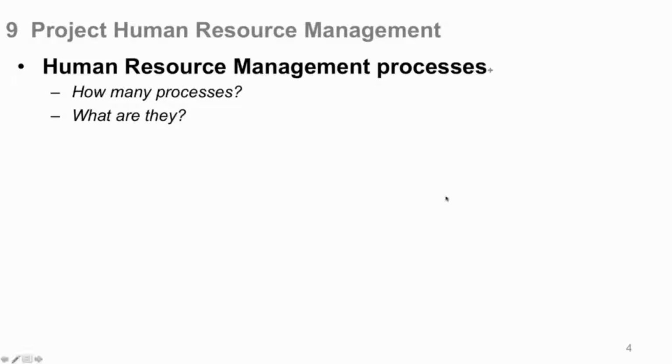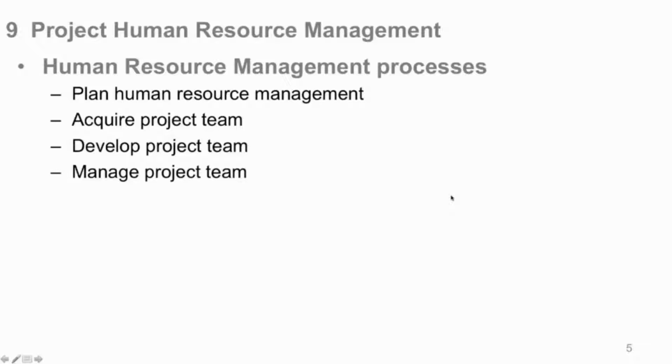So how many processes are there in human resource management, and what are they? Here they are. There are 4. You plan your resource management, how you are going to manage your resources. Then you go get your team, you develop your team, train them, whatever, and then you manage them, keep them on track, keep them working, you assess them, and all that kind of thing.